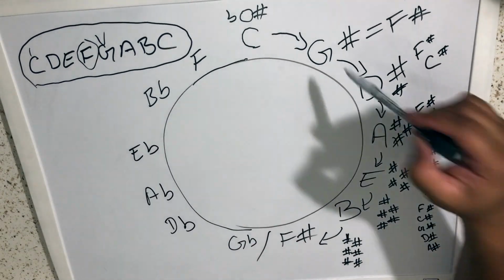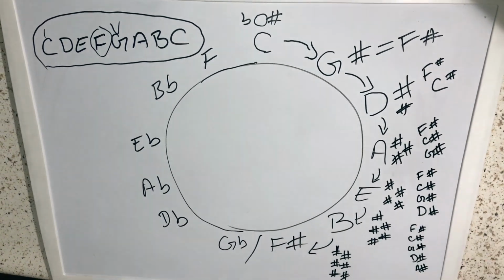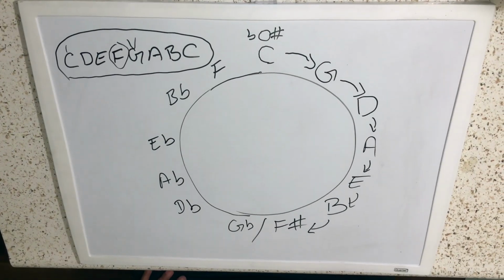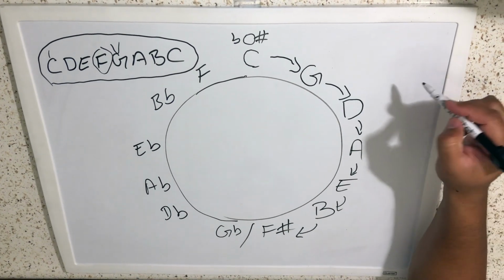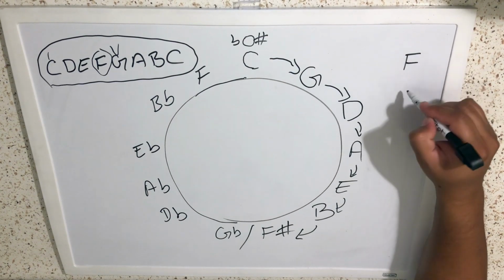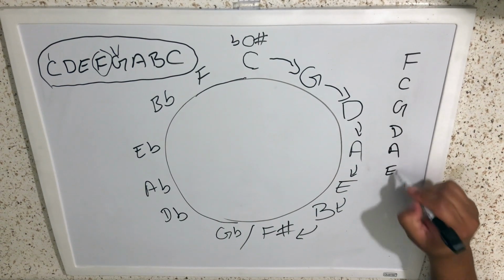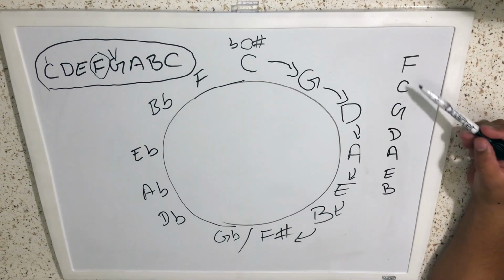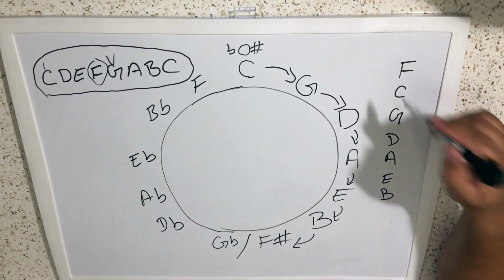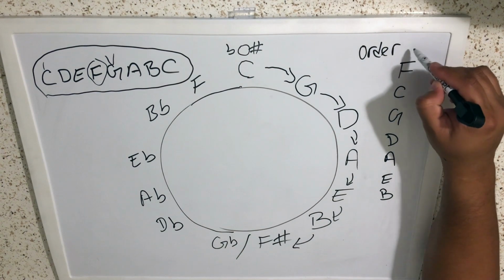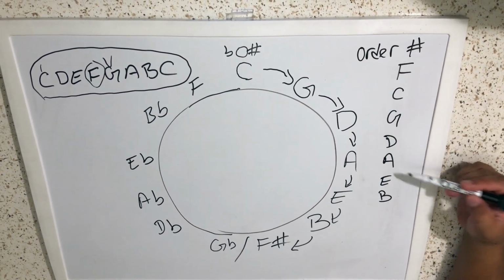Go with 0, 1, 2, 3, 4, 5, and then 6. A really easy way to remember the order of your sharps, if you write them down, for example, I was taught: fat cats go down alleys eating bologna. That's how I remembered the order of sharps. So fat cats go down alleys eating bologna.